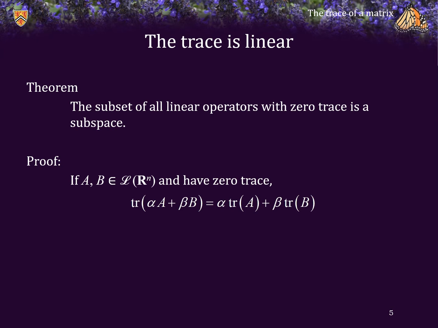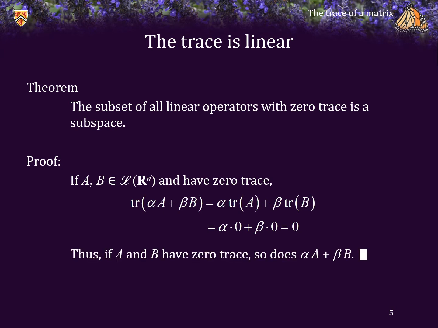Proof. Well, if A and B map Rn to Rn and have zero trace, well, we saw in the last proof that the trace of a linear combination of these matrices is equal to that same linear combination of the trace of the matrices. But we assumed that the trace of A and B is equal to 0. So this linear combination is just equal to 0. Thus, if A and B have zero trace, then so does a linear combination of these matrices, and thus it's a subspace.